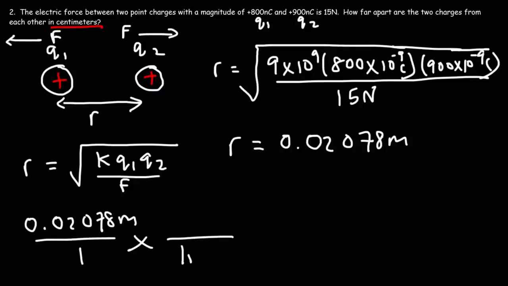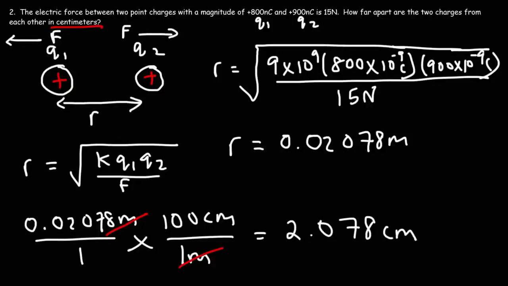Now remember, 1 meter is equivalent to 100 centimeters. So you want to set up the conversion in such a way that the unit meters cancel. So we're going to multiply 0.02078 by 100, or simply move the decimal 2 units to the right. So we're going to get 2.078 centimeters. So that's the distance between the 2 point charges.